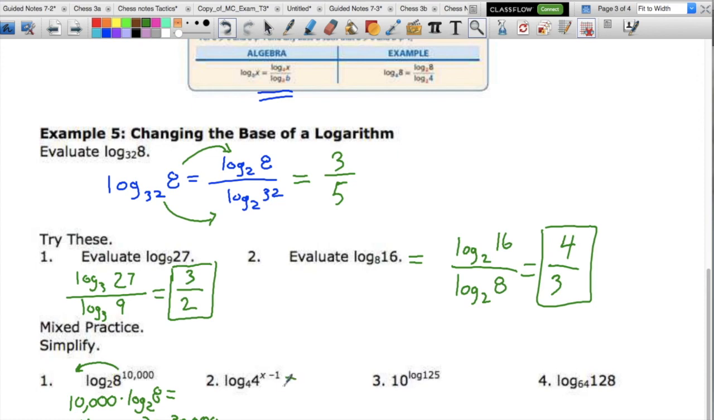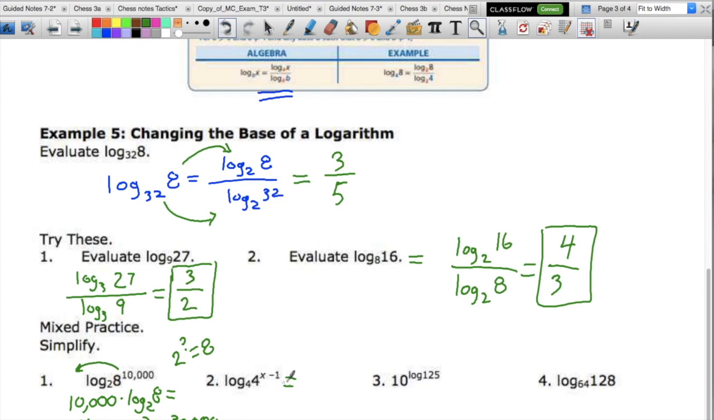Where am I getting the 3 from? 2 to what power is 8? That's where the 3 comes from. 2 to some power equals 8, and that is 3. 2 to the 3rd power is 8. So knowing your powers is going to be very helpful, obviously.